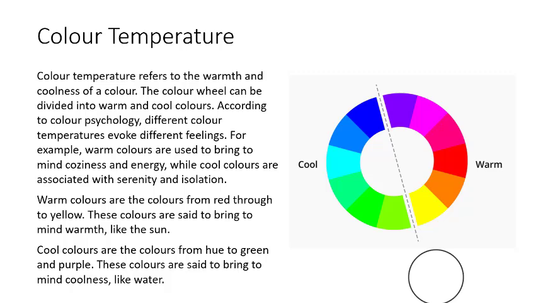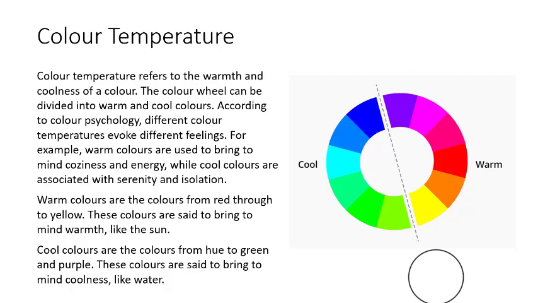Warm colors are the colors from red through to yellow. These colors are said to bring to mind warmth, like the sun, because you can see the sun brings warmness to the mind. The cool colors are the colors from blue to green and purple. These colors are said to bring to mind coolness like water.